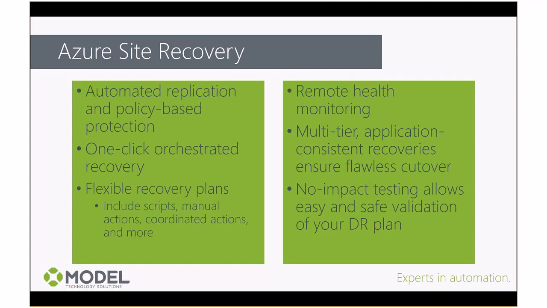Because we have that flexibility within the service, we're able to do things like multi-tier and application consistent recoveries. We're able to bring up the application in its tiered state, making sure the database comes online first, before the application servers, before the web front ends, because we're able to coordinate that. We also get full monitoring in ASR of the health of our servers on-prem, making sure that they are replicating, making sure we have all that data, as well as wherever we're replicating them to.